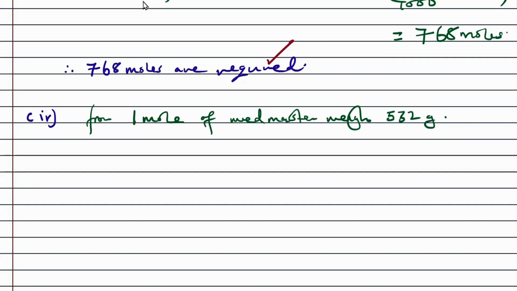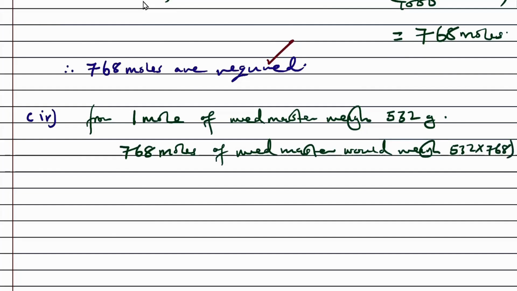What about now these moles? What about the 768 moles of still our Weedmaster? This one would weigh, simply we are going to multiply, so we have the 532 multiplied by the 768, and these are going to be still grams. So as I multiply here, the calculator is giving me 408,576 grams. Therefore, 408,576 grams of Weedmaster is required.